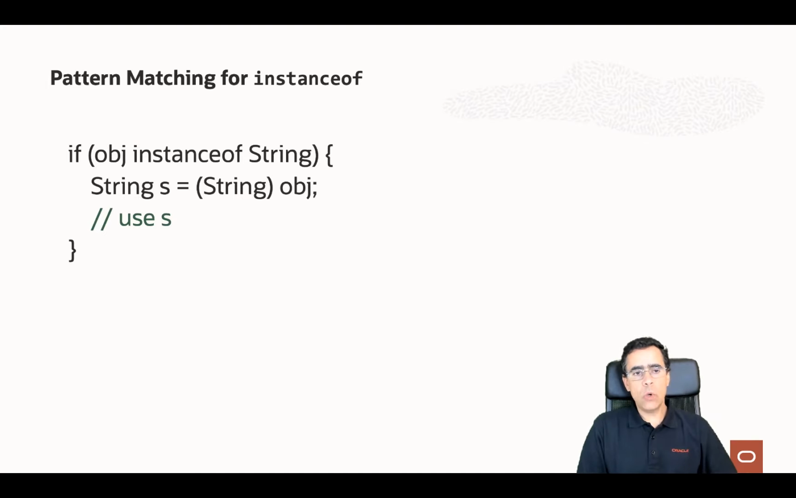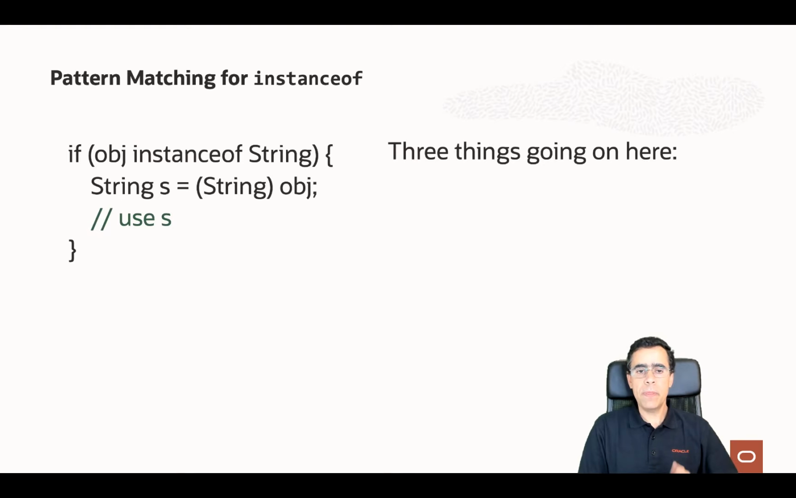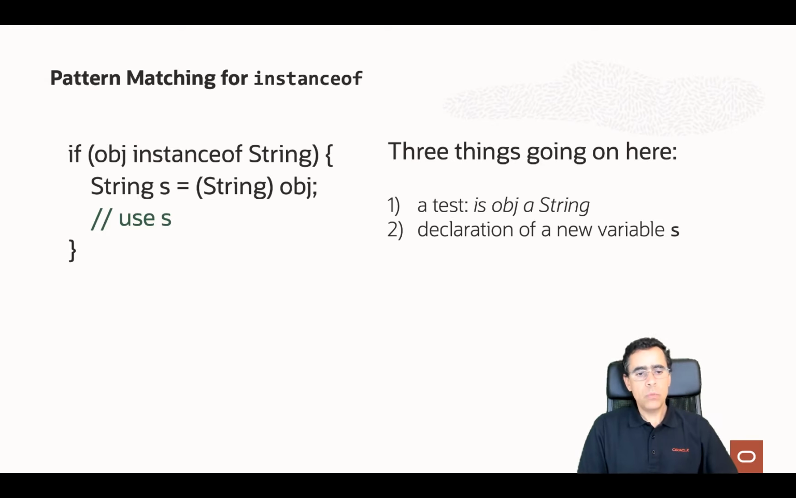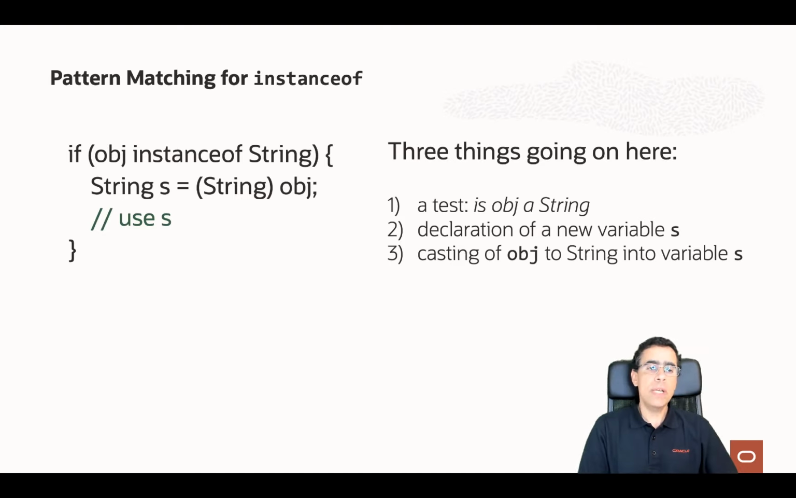We've all seen code like this. We have an object which could hold different types, and we want to do something if it happens to be of a particular type. In this apparently simple example, we have 3 different things going on. We have to test to see if an object is a string. If it is a string, we have to declare a new string variable. And then we have to cast the object into the new variable so we can treat it like a string.